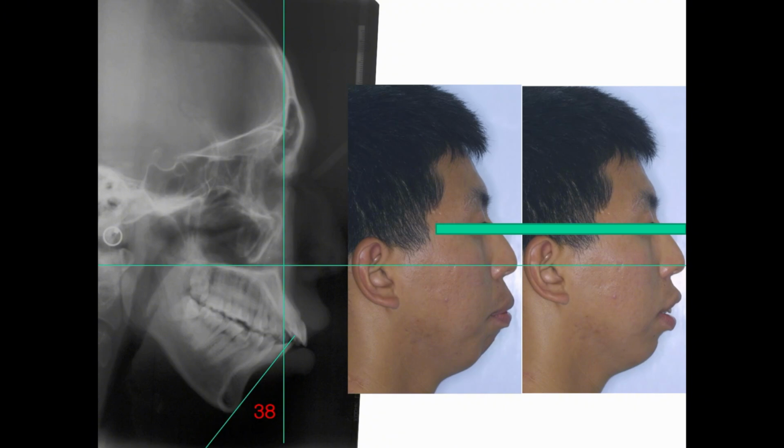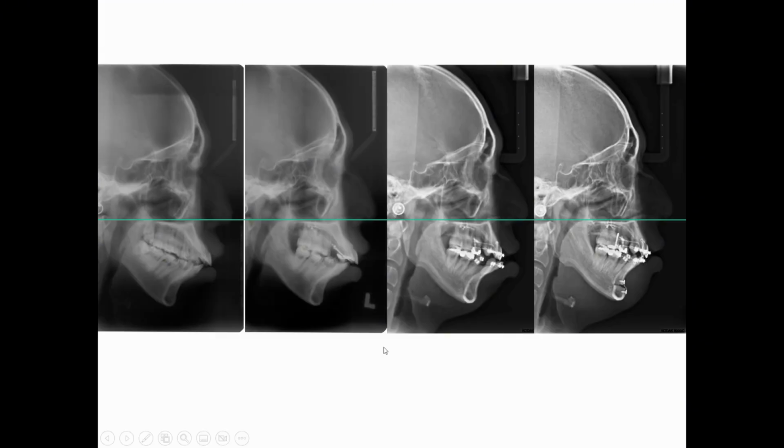So instead of genioplasty, we move the lower anterior section back by, what is that? Segmental osteosurgery under local anesthesia. So this patient, we did segmental setback under the local anesthesia.